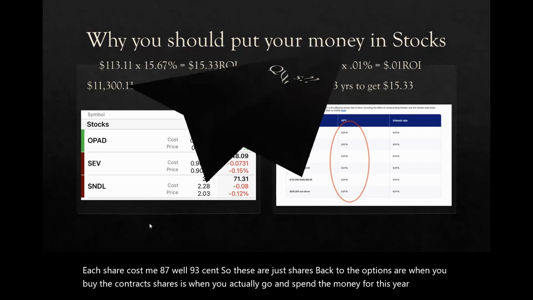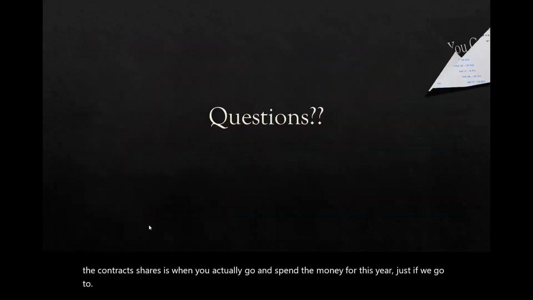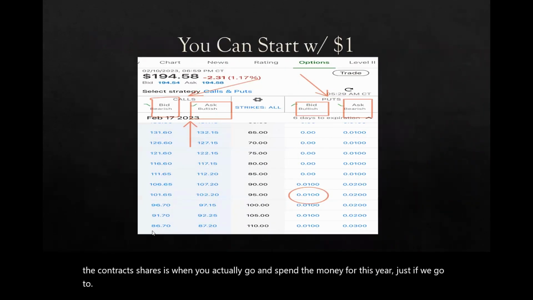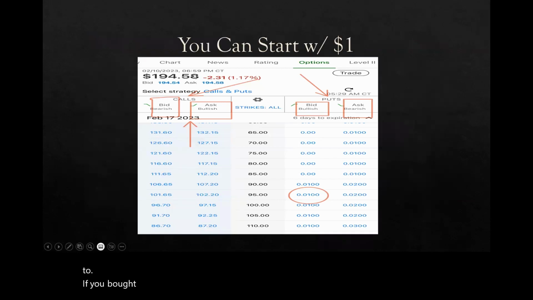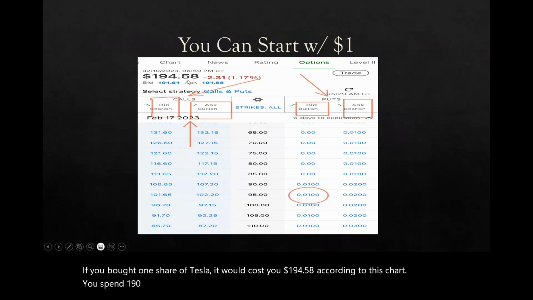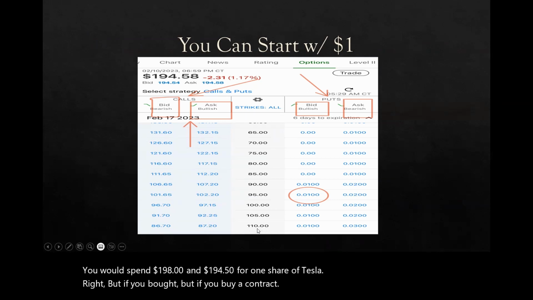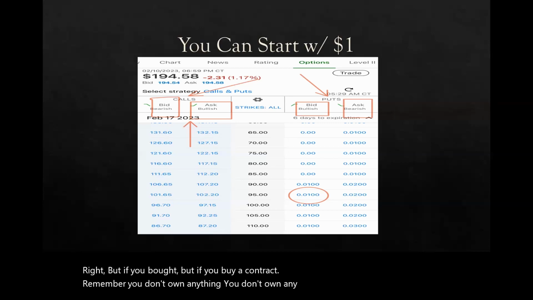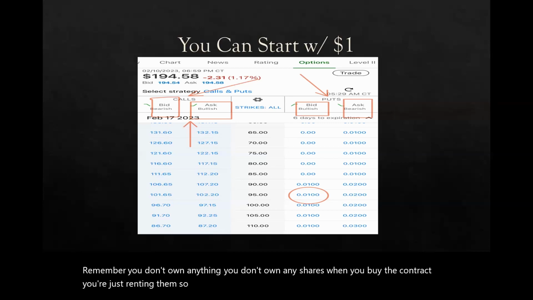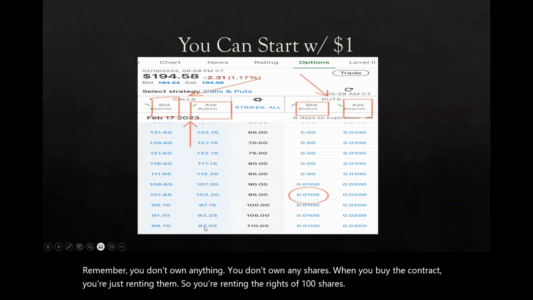Just like if you bought 1 share of Tesla, it would cost you $194.58 according to this chart. You would spend $194.58 for 1 share of Tesla. Right? But if you buy a contract, remember, you don't own anything, you don't own any shares when you buy the contract. You're just renting them. So you're renting the rights of 100 shares for a period of time.